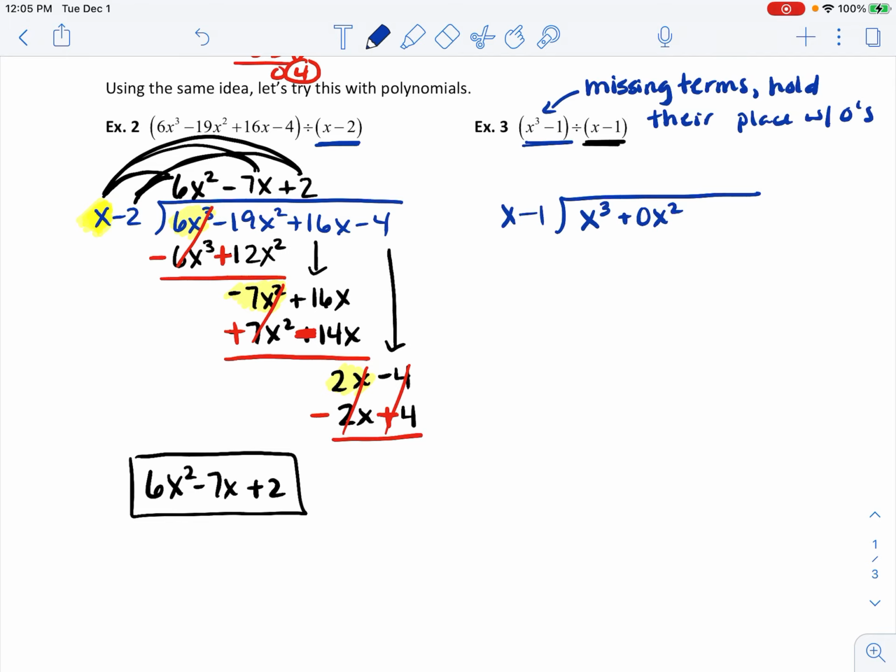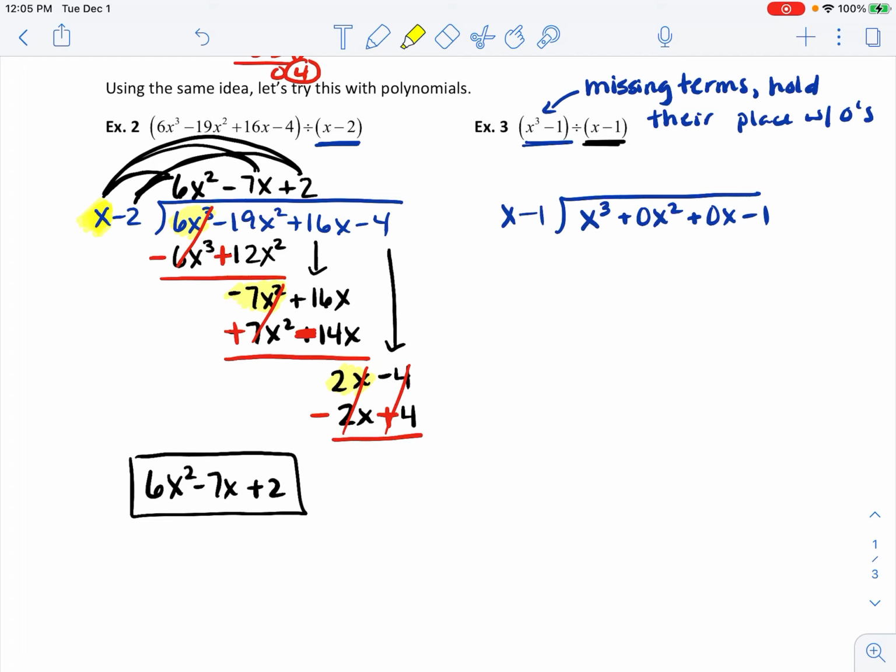You guys, 0 times x squared is 0. It's just a placeholder. It doesn't do anything, right? I'm also missing the x term, so I'm going to hold its place with a 0x, and then I have that constant term, minus 1, at the end. I really, really suggest you do that. Now, I can do it without doing that, but trust me, even for me, it gets confusing.